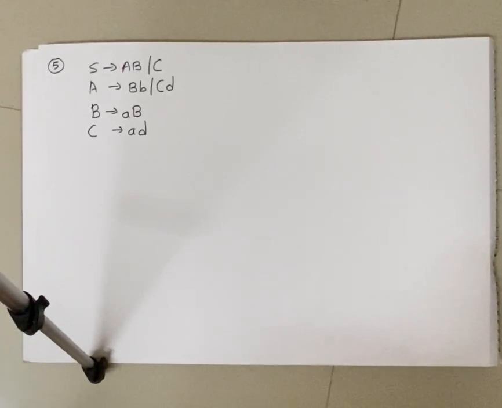In any of the above examples, the first step that you have to perform is to check whether the given grammar is left recursive or not. If the given grammar is left recursive, you have to eliminate the left recursion. The next step is to calculate the values of first and follow, after which you have to create the predictive parsing table.